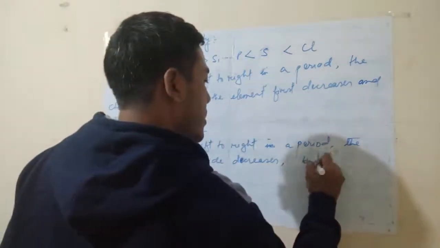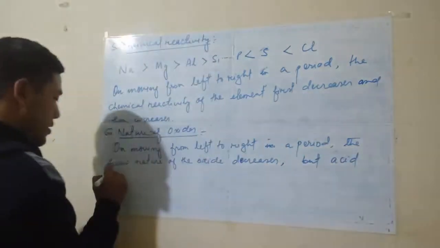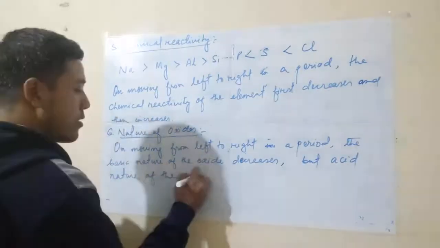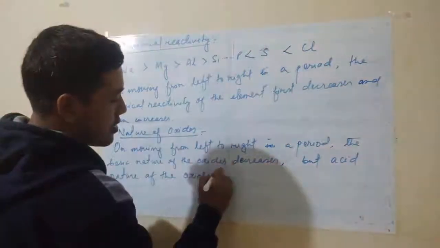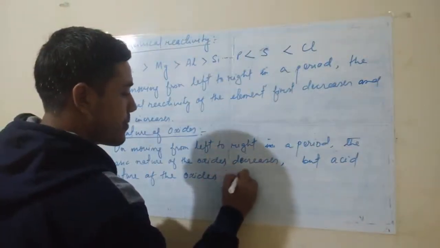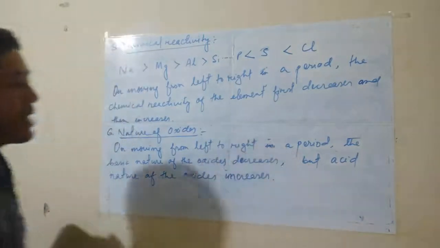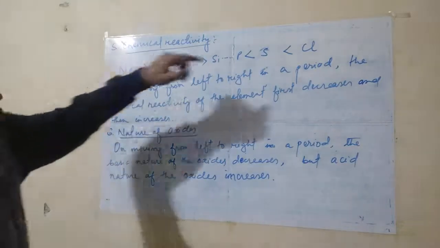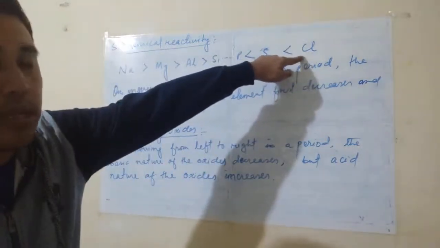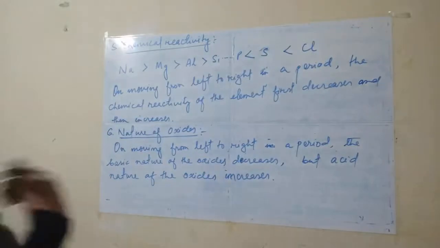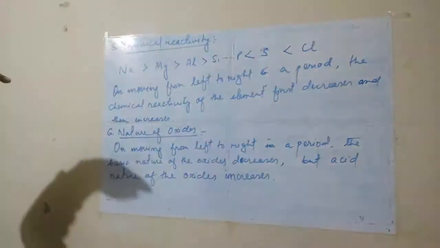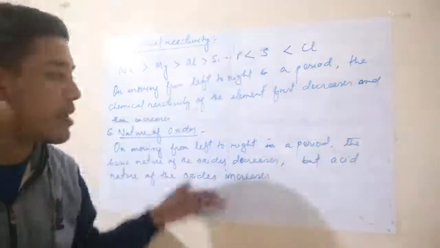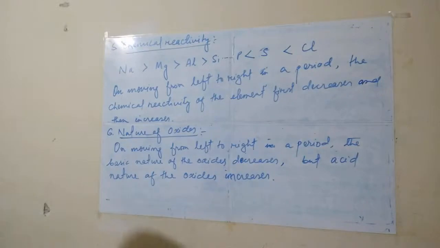but the acidic nature of the oxide increases. We all know that all the metals can form basic oxides, right? What about the non-metals? The non-metals can form acidic oxides, right? That's why the basic nature of the oxide will first decrease, but the acidic nature of the oxide will increase, okay? This is the nature of the oxide. Please copy down.